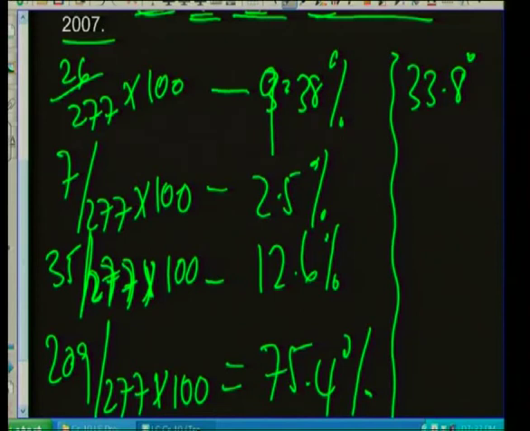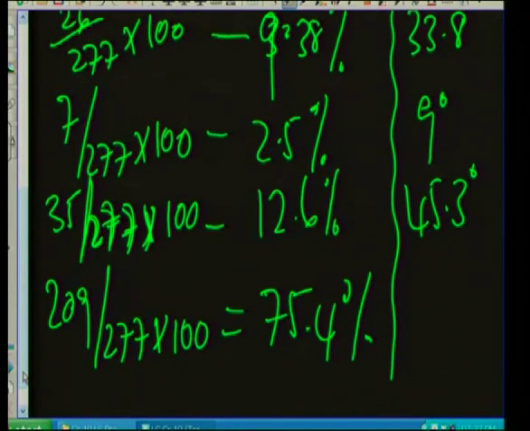The second one of 2.5 gives us an angle of 9 degrees. The third one of 12.6% gives us an angle of 45.3 degrees. And the largest lion's share there, the angle is 271.4 degrees. If you work it out on a calculator, you'll get those figures.